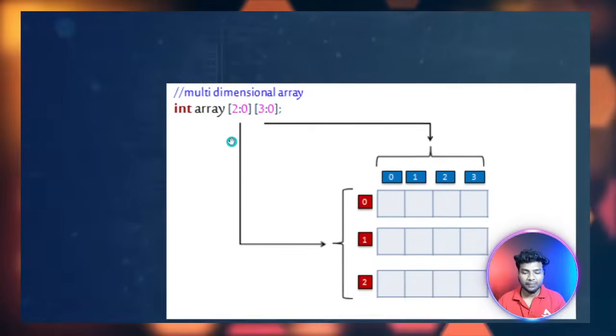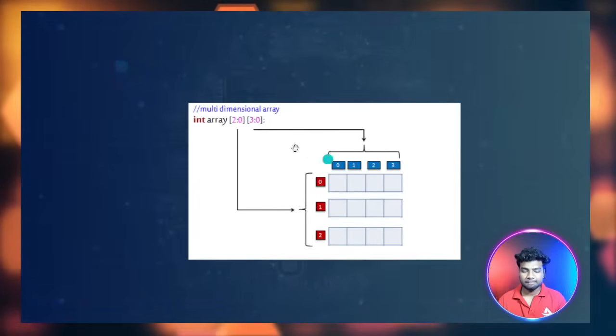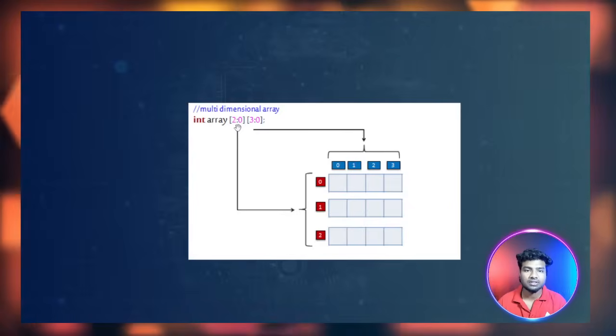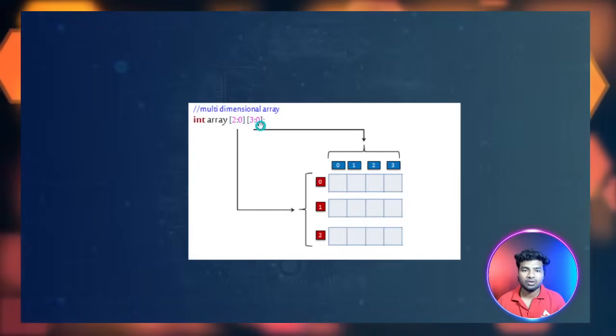This is a multi-dimensional array. You can see here the first vector, 2 down to 0, refers to the rows, and 3 down to 0 refers to the columns.